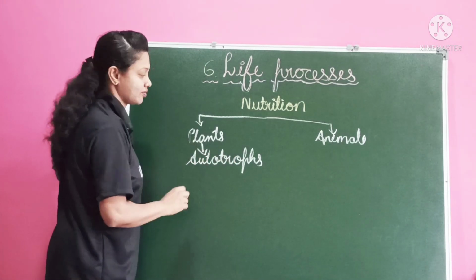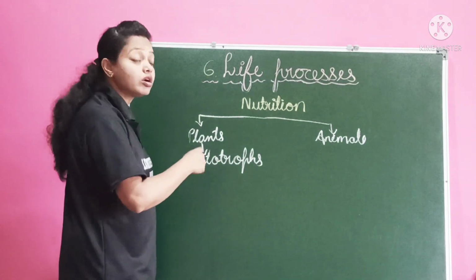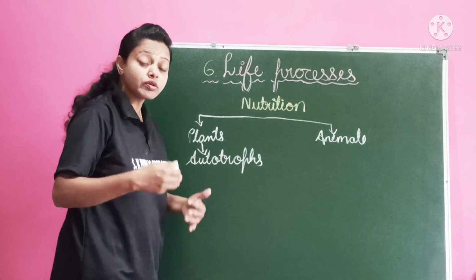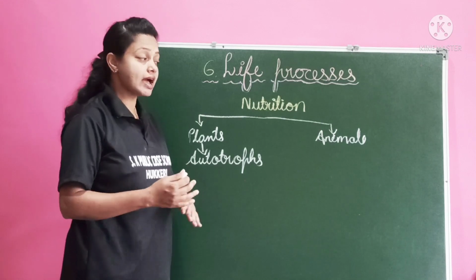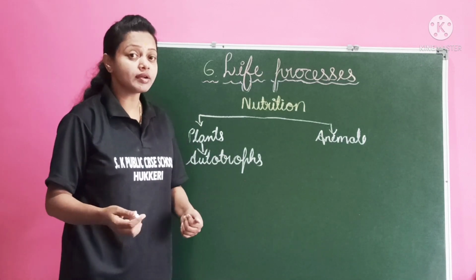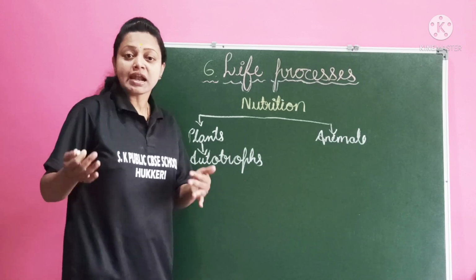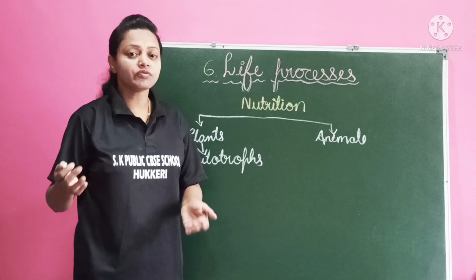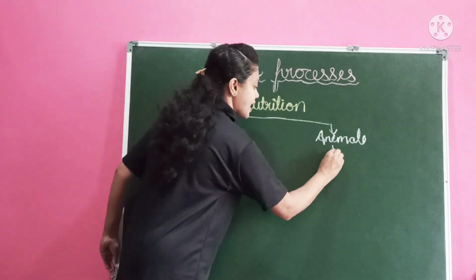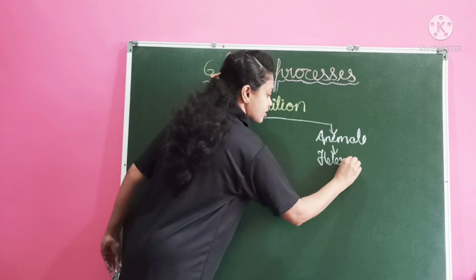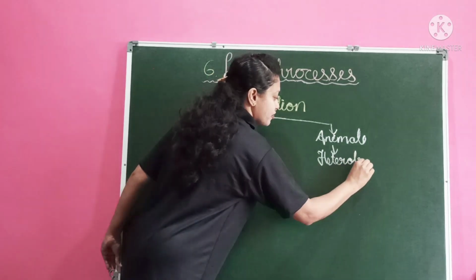Auto means self. And what about animals? We are not going to prepare our own food in our body. We are dependent on others for food. So we are called hetero. Hetero means depending on plants or other animals for food. So we are called heterotrophs.